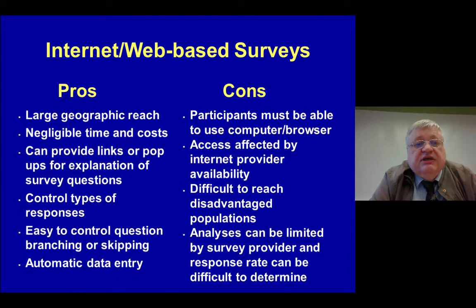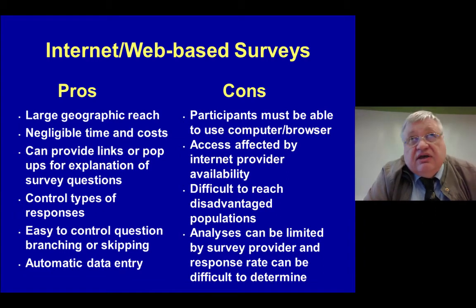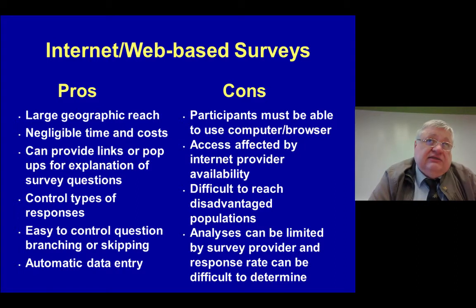Your participant must be able to use a computer and a browser. Again, that might limit you as to highly disadvantaged populations. Or, for example, you may be looking at people living in the Downtown Eastside of Vancouver. What's the likelihood that they have access to a computer? Their access is affected by the internet provider. In certain areas of British Columbia, for example, in the northern rural areas, they're still working on modems. So how likely are they going to be able to access and do your survey online?